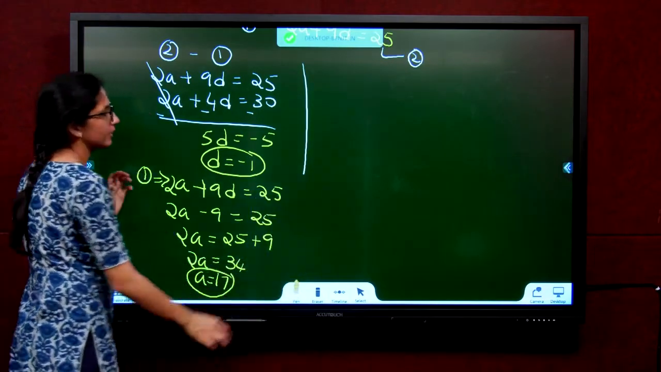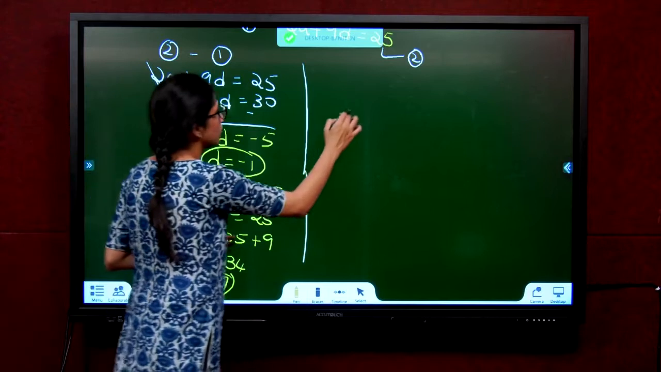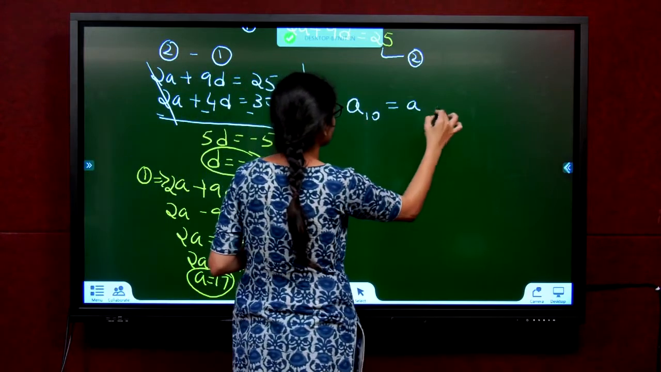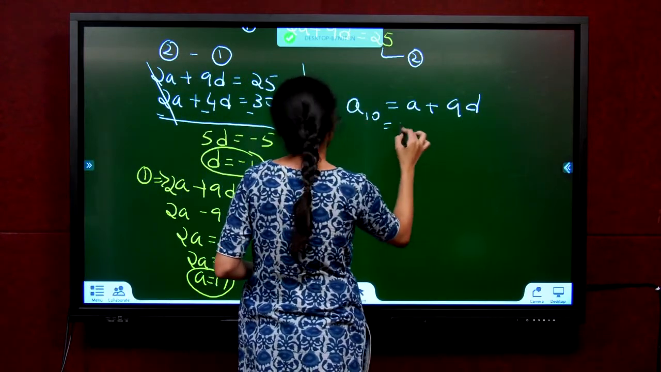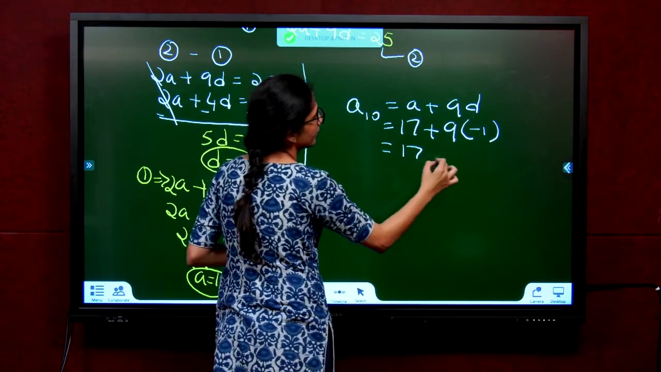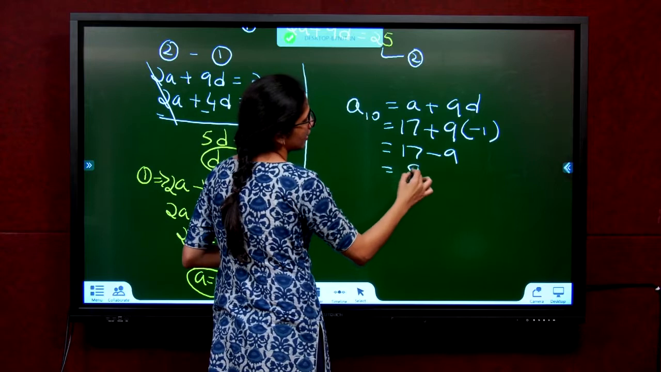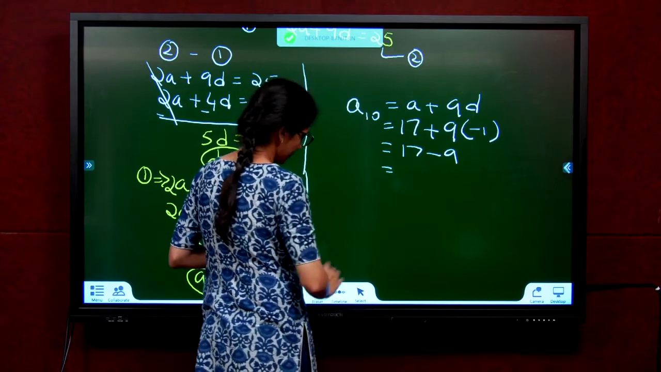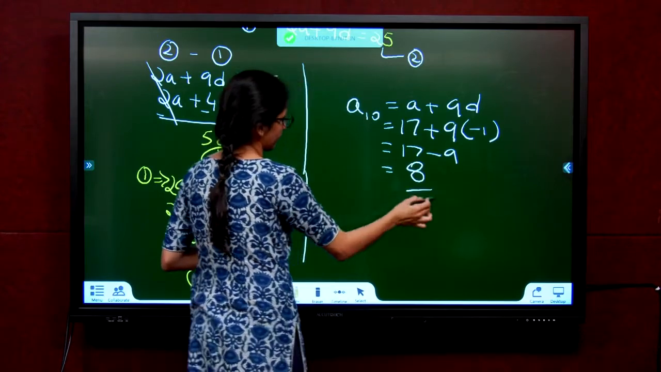Now, I want A10. So, continue. A10 is A plus 9D. We know A is 17 and D is minus 1. 17 minus 9. What is 17 minus 9? Yes, it is 8 itself.